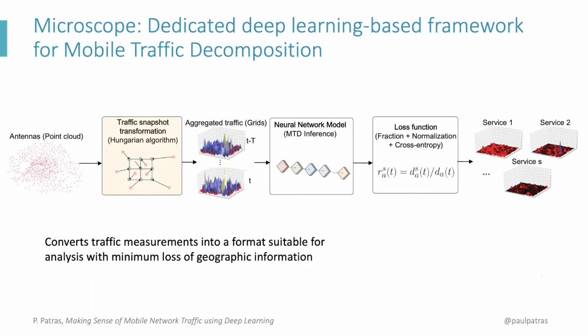Yeah. So for this, we use something that we didn't come up with ourselves, but there is a nice algorithm that runs in polynomial time called the Hungarian algorithm. So the idea here is how to move those points on a grid without introducing a lot of distortion. Then we have aggregated traffic snapshots on those grids.